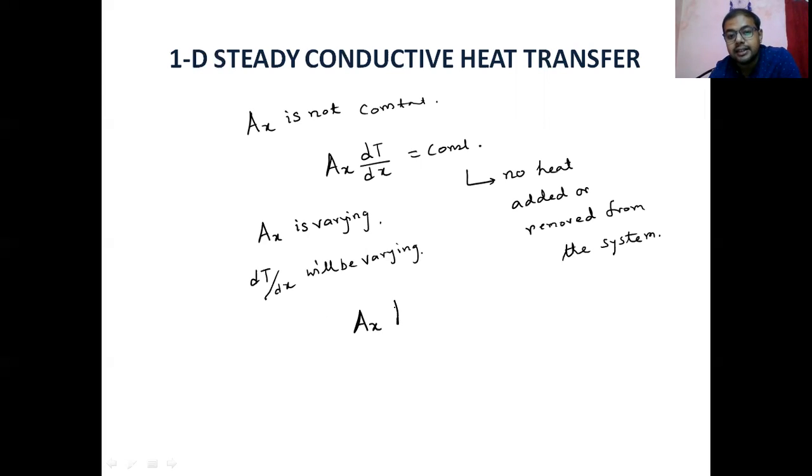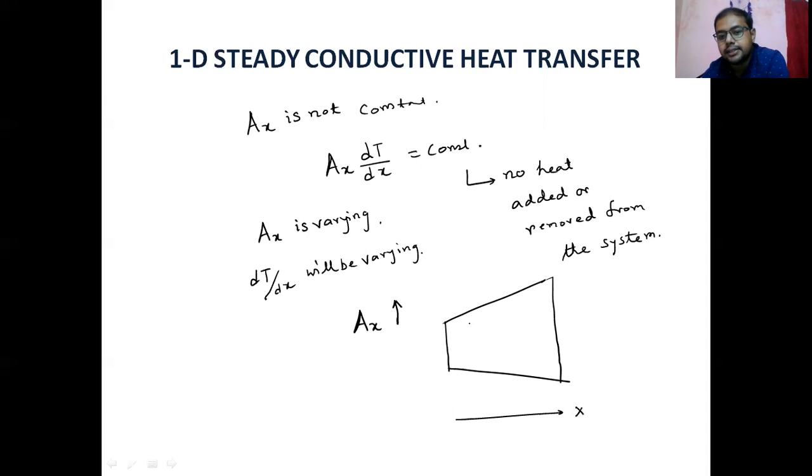If Ax is increasing, the cross-section area, that means it is converging in this way. Along the x-axis direction, the area is increasing. In that case, dT/dx is decreasing. The temperature gradient, the slope, is decreasing. In that case, how will the slope be?